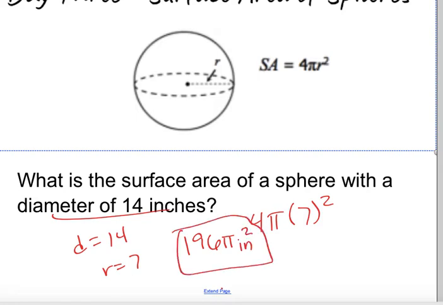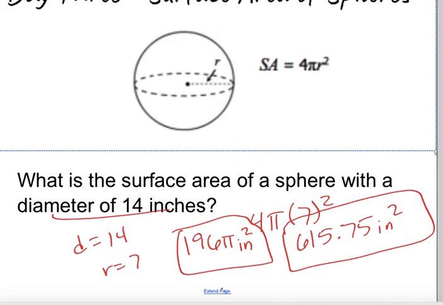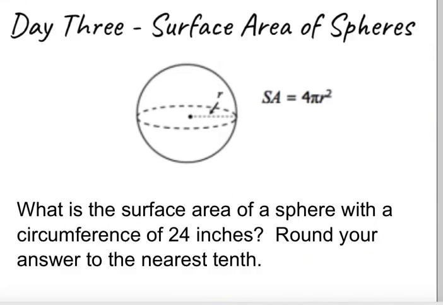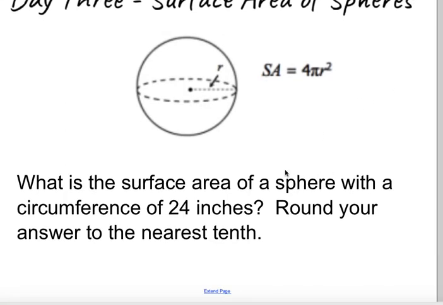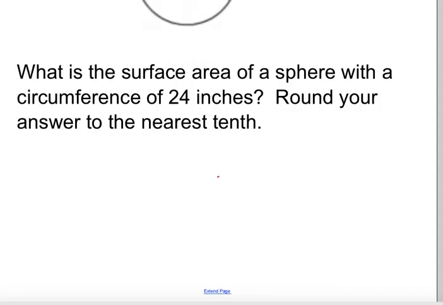And if they want you to round that, you're going to multiply by pi, giving you about 615.75 inches squared. So just kind of look for, do they want it in terms of pi or do they want a rounded answer? The next question, and the last one, is what is the surface area of a sphere with a circumference of 24 inches? Round to the nearest tenth.